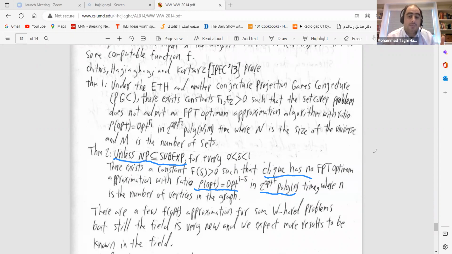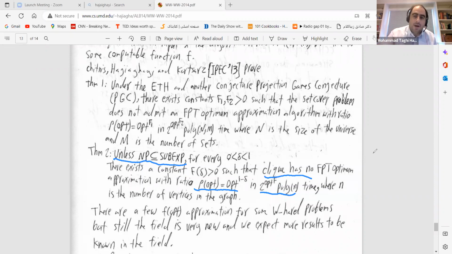In running time 2 to the opt, for example 2 to the 10 times n. So if the optimum is k for K-clique, then there is no k approximation for the problem in that time. Or, for example, if the optimum is k, there is no square root of k approximation for the problem in running time 2 to the square root of k.